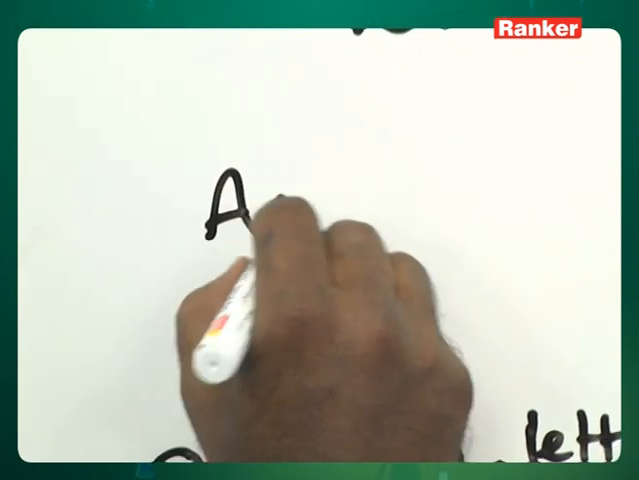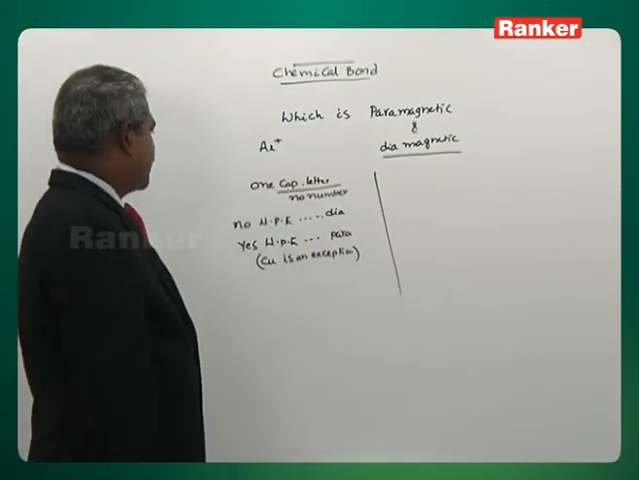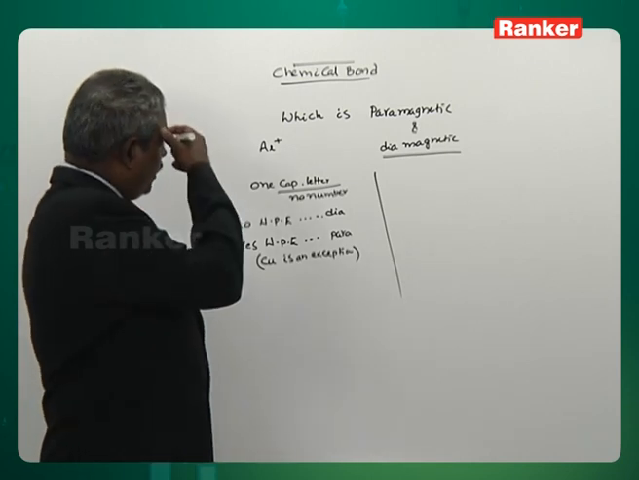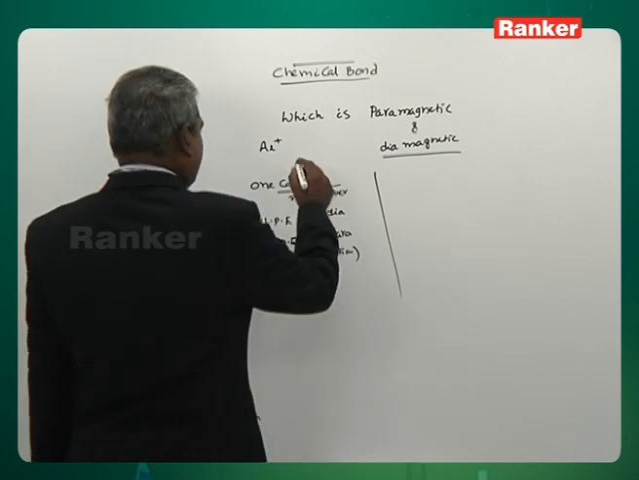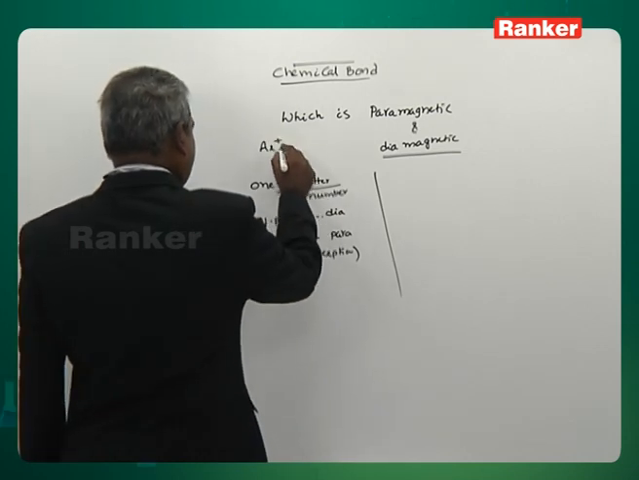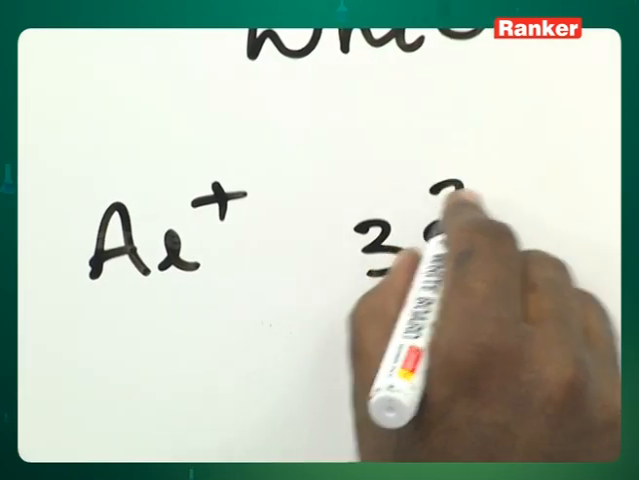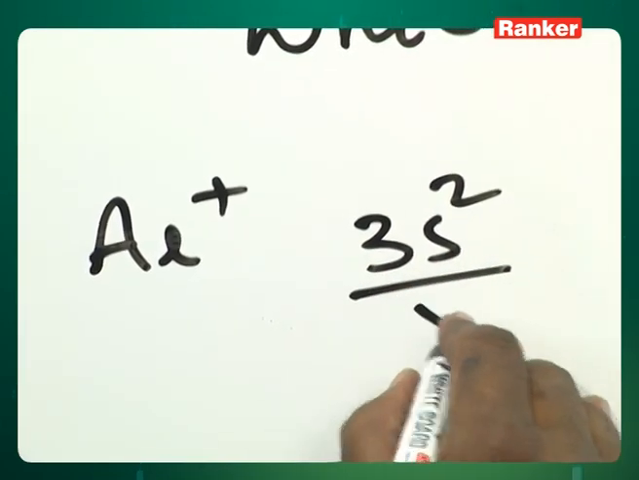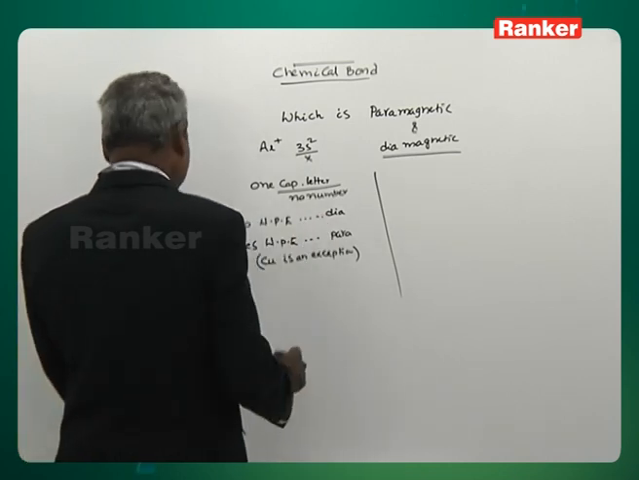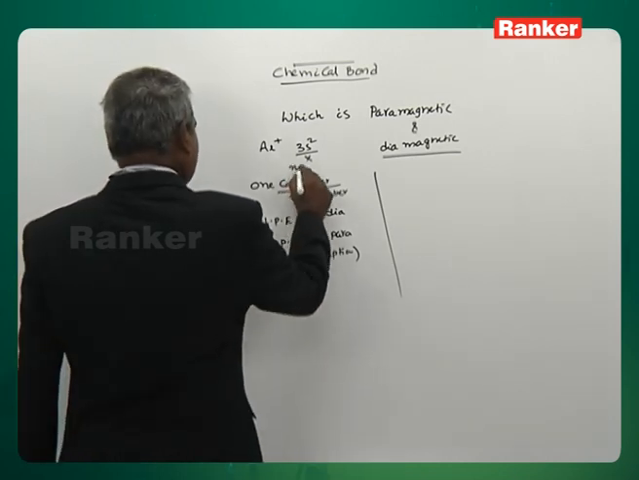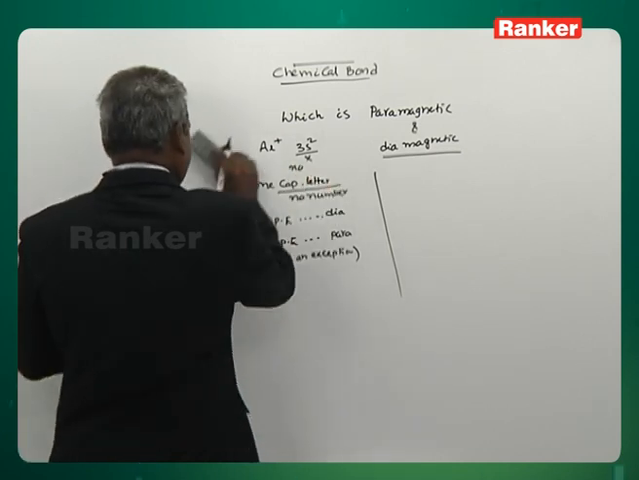Al plus, aluminium plus, one capital letter. Oh, you have only one capital letter. It's an ion. Element, elemental ion. If you write down the electronic configuration, it is 12 electrons: 1s2, 2s2, 2p6, 3s2. The last electron is 3s2. No unpaired electron, therefore it is dia. All are paired electrons. So no unpaired electron, therefore dia. So Al plus is diamagnetic.